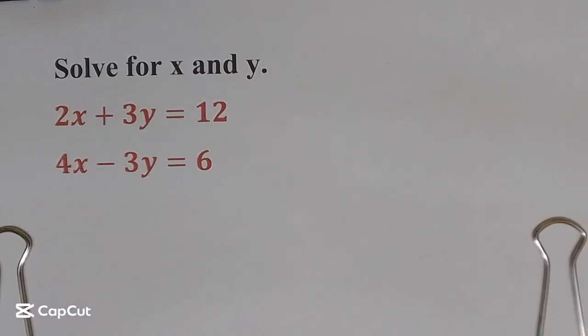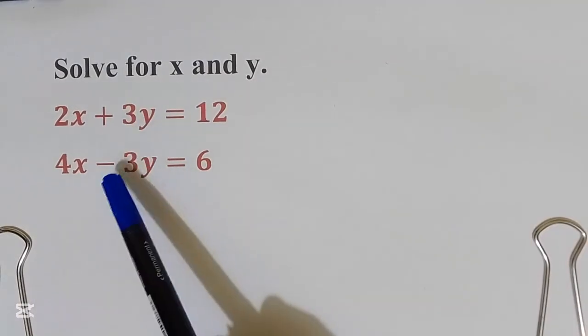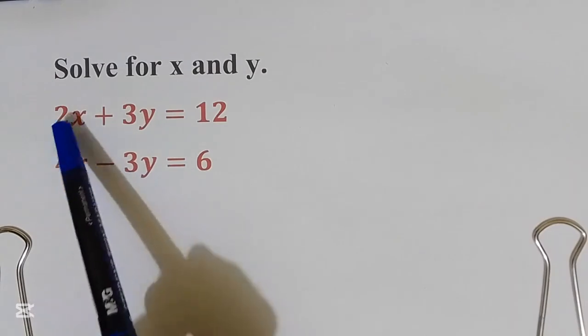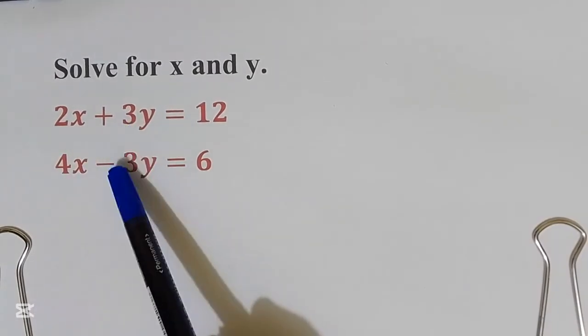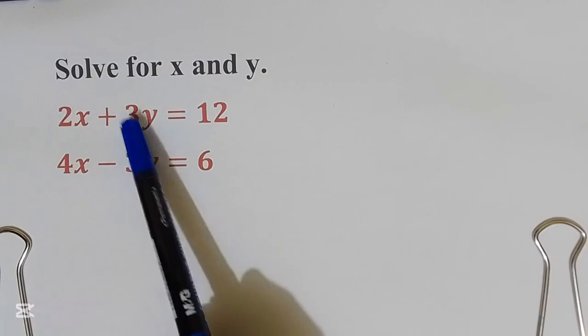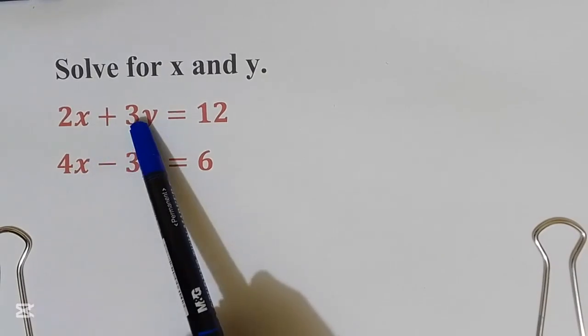We have a simultaneous equation. We need to solve for x and y. We are going to use the elimination method. For this question, we are going to eliminate y and solve for x. Since the coefficients of y are already the same and have different signs, we are going to add the two equations to eliminate y.